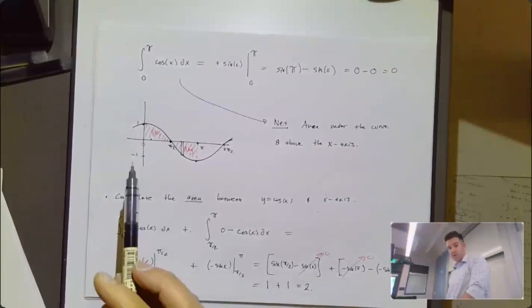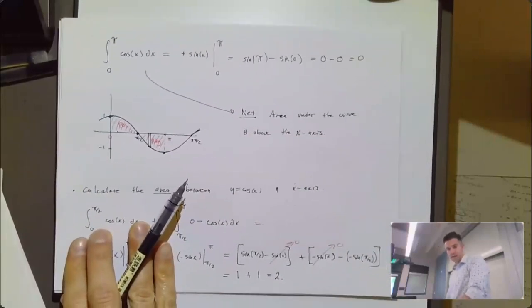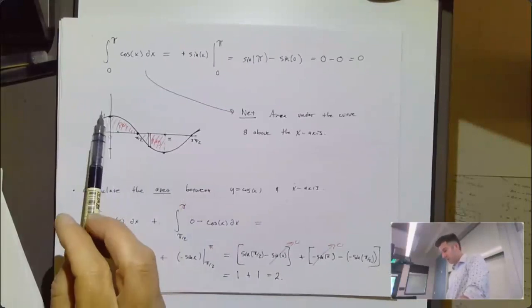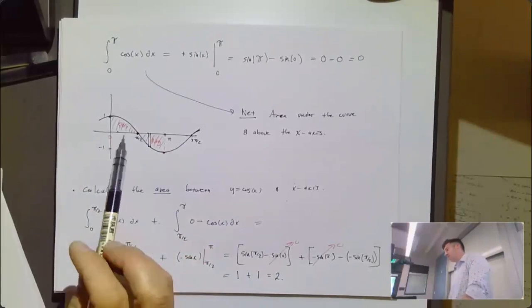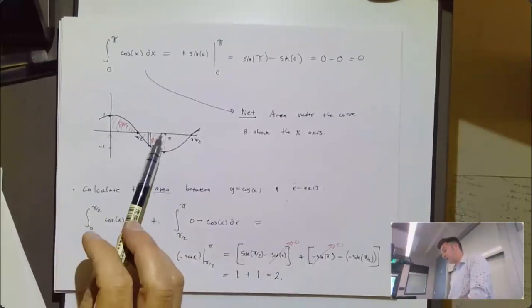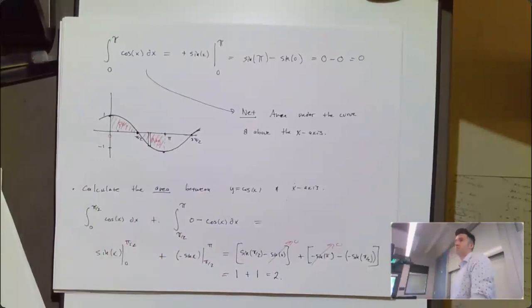So the area between, sorry, you guys can't see that over there, apologies. The area between the cosine curve and the x-axis is actually 2. Or I should say, the area between the two from 0 to pi is 1 plus 1, which is 2. It's kind of interesting.